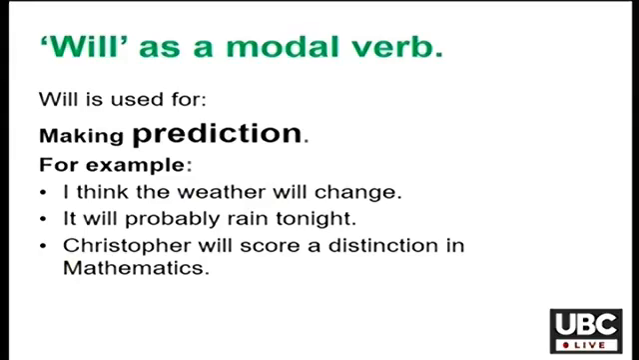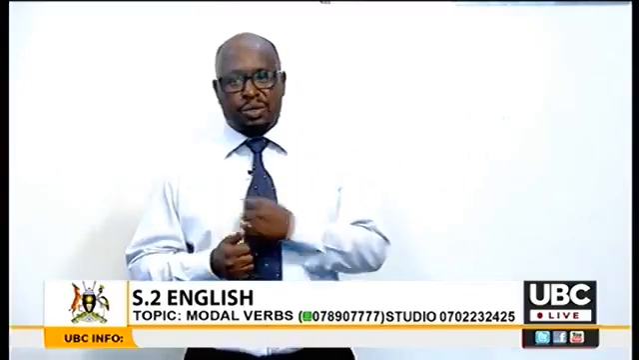Number 2, it will probably rain tonight. Now, where is the prediction? Either by indication of the weather or the environment, we expect it to rain, so we are making a prediction. The last sentence is, Christopher will score a distinction in mathematics. That is another prediction. So that is the first instance where we use will as a modal verb. When you are making predictions in speaking and you are using will as a modal verb, those are kind of examples that you can use to show prediction.